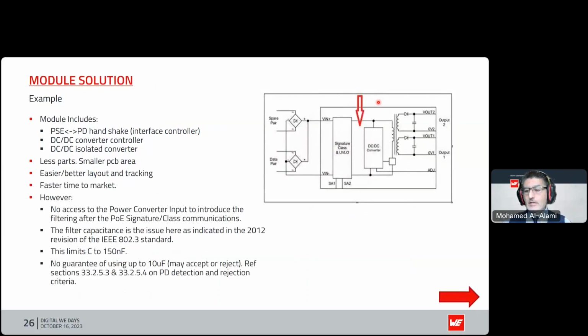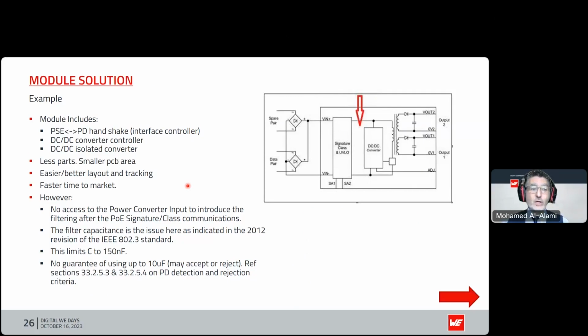Finally, the module solution. And the module solution is basically having everything in one box. You have the handshake, you have the DC-DC controller, and you have the actual flyback or forward converter in. Now, this is naturally the simplest solution. There is no layout and tracking. You just need to connect it into your system. Much faster time to market. It's a no-brainer that this is a much quicker development and easier way to go about things.